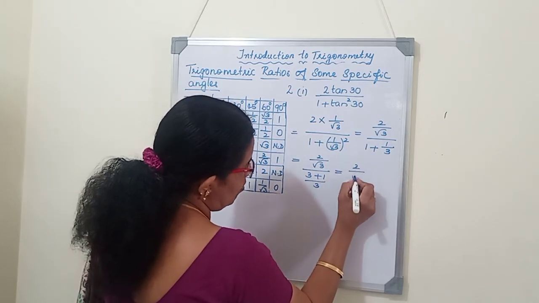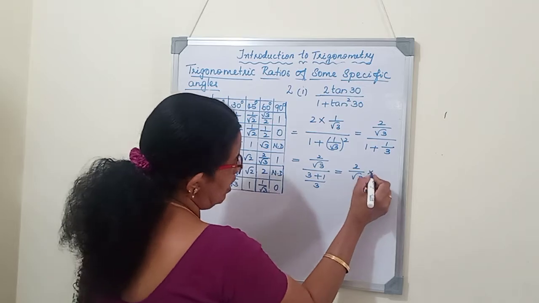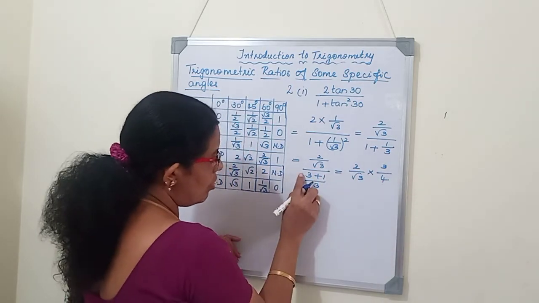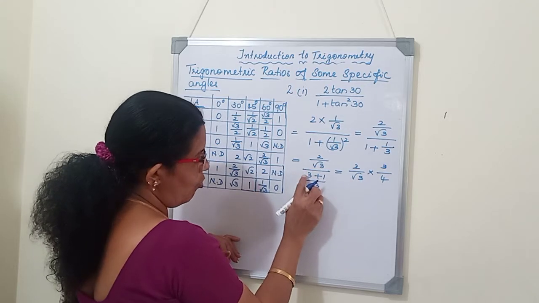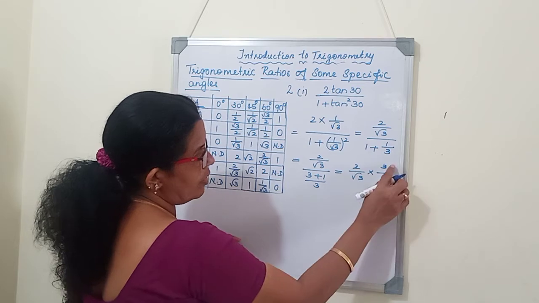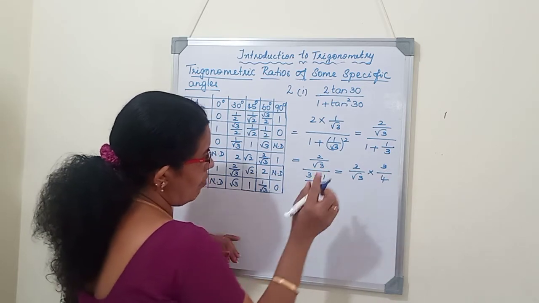Now we will take the reciprocal of the denominator. That is 3 will go to the numerator. 3 plus 1 you have to write 4. Don't cancel like this because it's a binomial. Add it. 3 plus 1, 4 by 3 you will get. When you take the reciprocal, it will become 3 by 4.